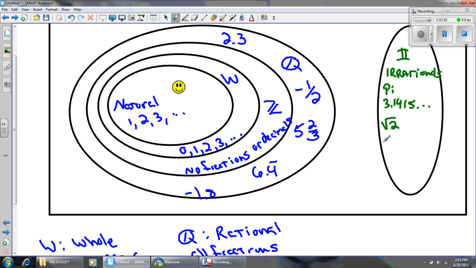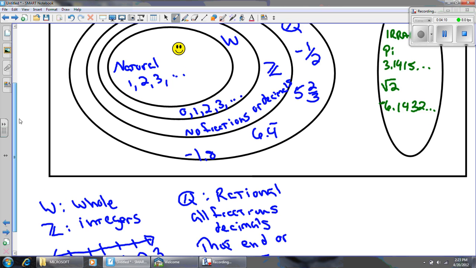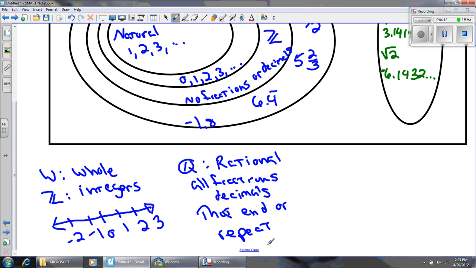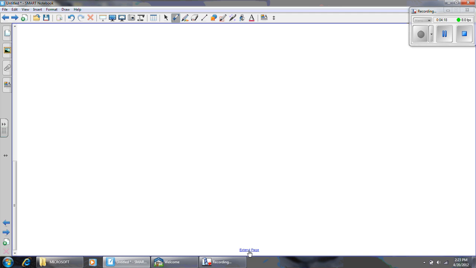All right. If you see dot dot dot after a number, it could be a negative 6.1432 dot dot dot. It means it goes on forever without repeating. Those are the irrationals, and altogether they make up the real numbers. And I don't believe you're going to have to worry about anything except real numbers on the OAA. All right, so that's number systems. We'll review a little bit in class about those.